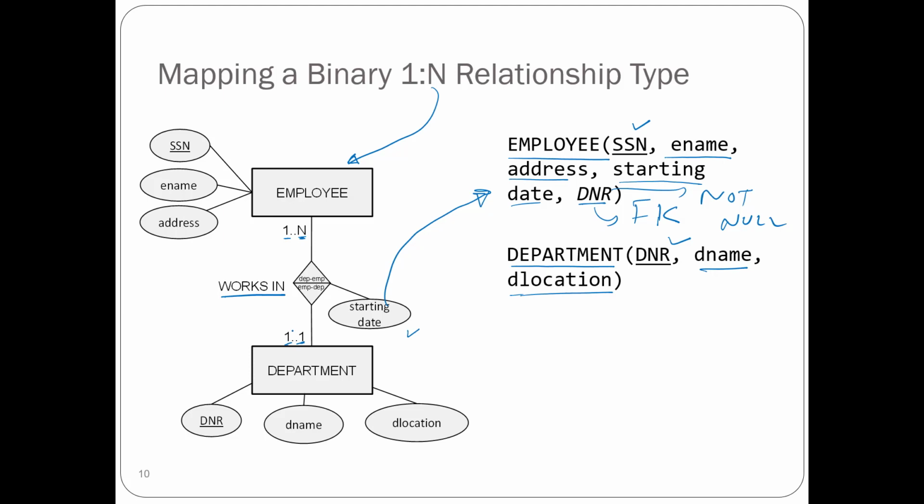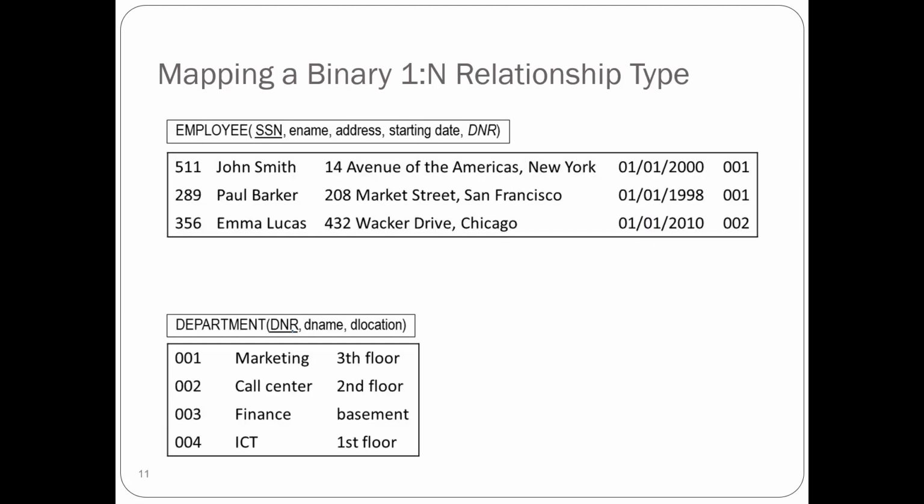So probably we would look at some tuples, and here we have it. From these tuples we'll try to see what cardinalities are being supported and what not. So for employee, we have these tuples, John Smith, Paul Barker, Emma Lucas, and they all have some department. Like John Smith is working in marketing because 001 corresponds to the primary key DNR over here. So this is our foreign key, and these values you're getting from the primary key, which is the DNR of department.